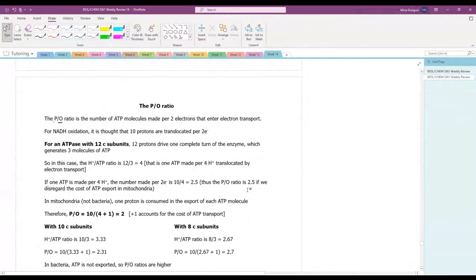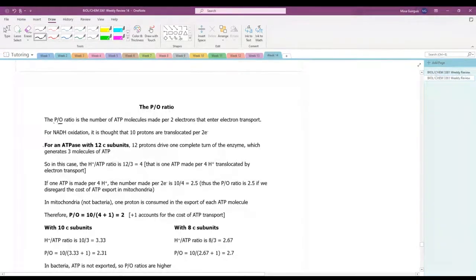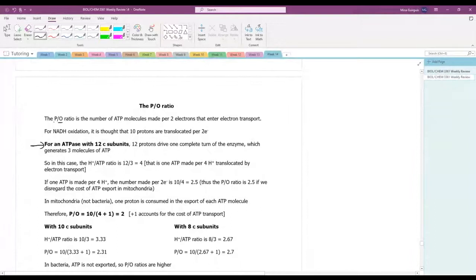So now the P to O ratio. This is weird. It's the number of ATP molecules made per 2 electrons that enter the electron transport chain. Okay, so first, let's start off by saying one complete, I'm going to start off with this bold term, and then we're going to work our way back.